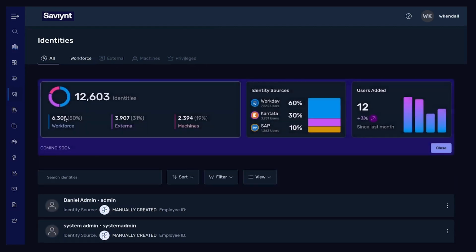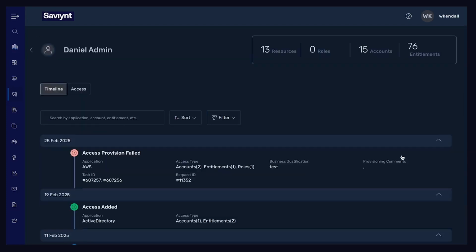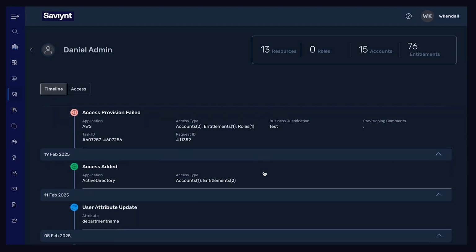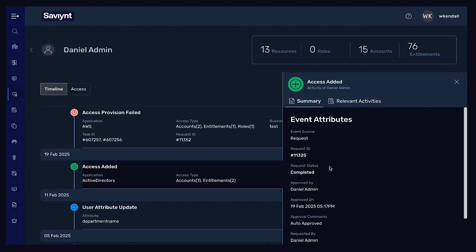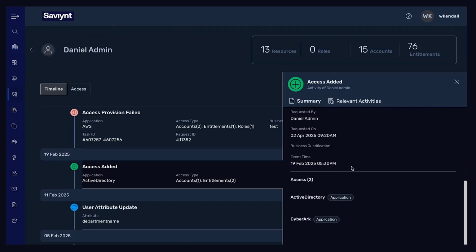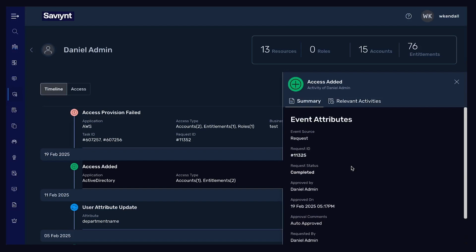Let's even just highlight the one that's here at the top. Daniel, who's one of our admins here, we can look at their timeline of what has occurred for this individual since they've been onboarded to Saviynt. So here in the beginning, we're looking at some other little events happening from early February. Even access added here, where we can go straight into the summary details of what's going on, where we're looking at this was actually auto-approved, when it was, and having the different access points here as well.